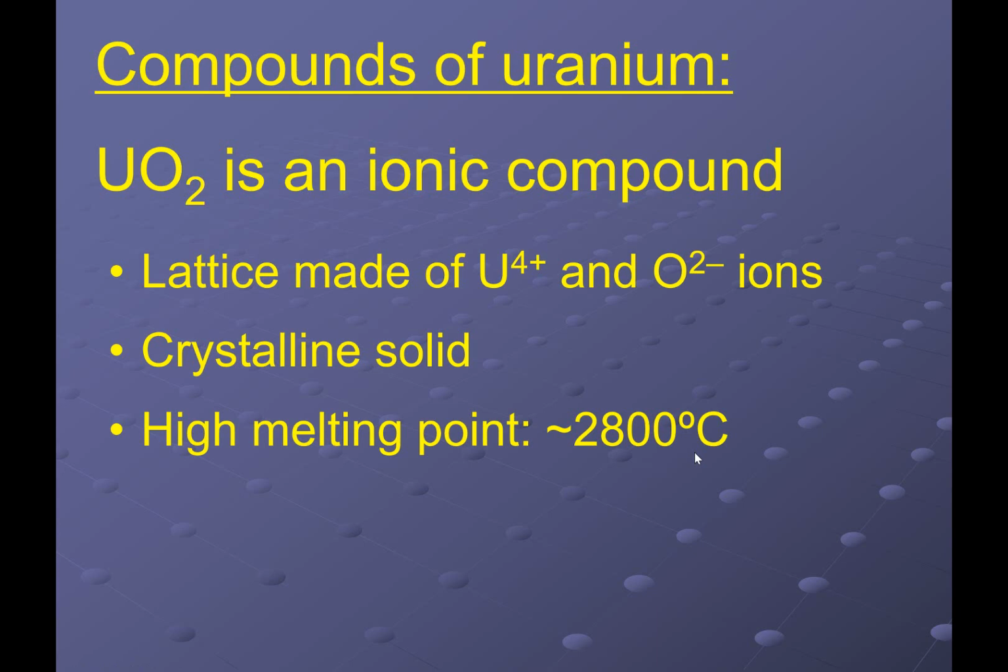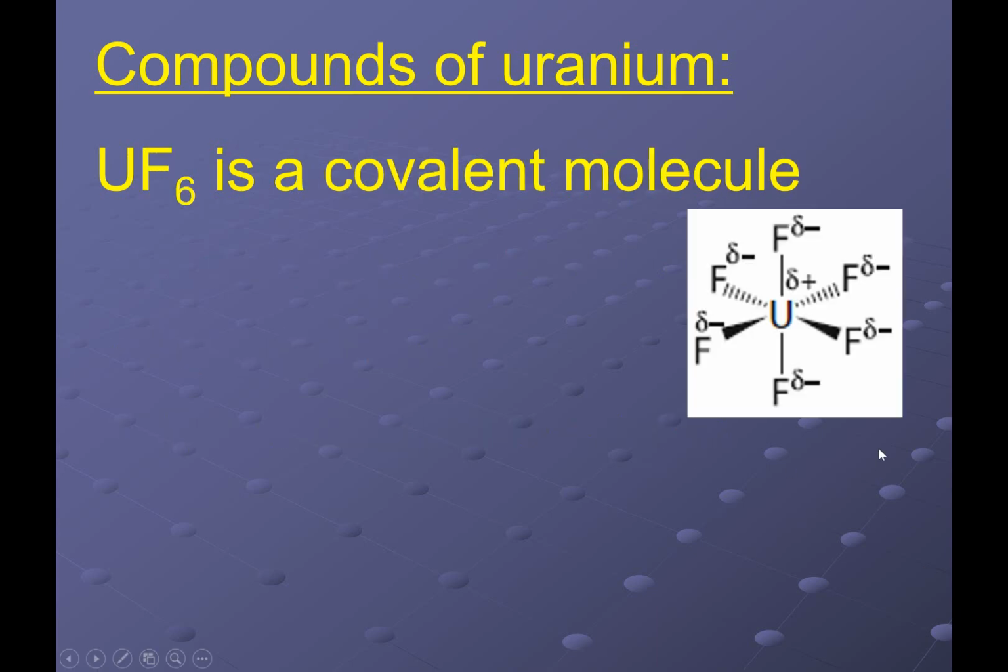So just as a comparison, we're going to be using UF6, but this is the more typical compound that we would expect for uranium, UO2. How about UF6 that we're going to end up using? Again, specifically here, UF6 is actually going to take up some covalent nature. We're going to see it actually has a nice octahedral geometry here.